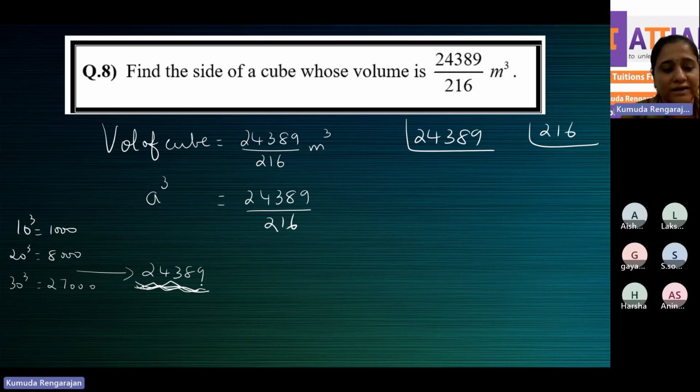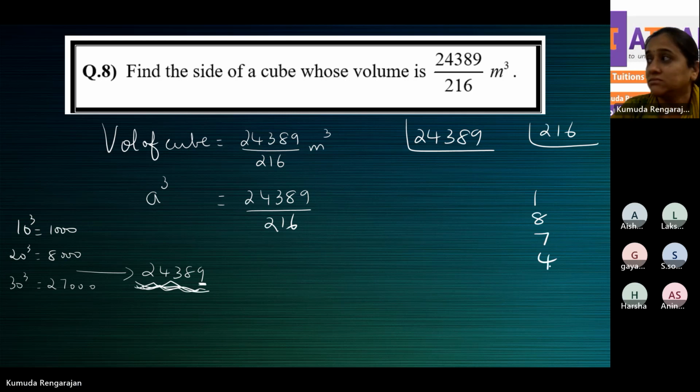Look at the ending digit. That is the digit in the units place. It's 9. So what can produce 9 in the end? 1 into 1 into 1 is 1. 2 into 2 into 2 is 8. 3 into 3 into 3 is 27, which ends in 7. 4 into 4 into 4 is 64, which ends in 4.